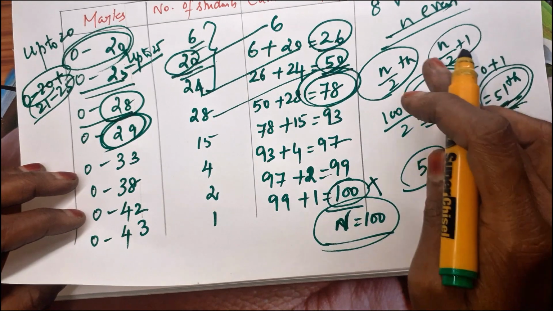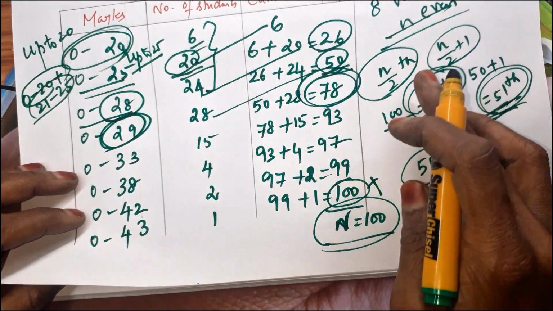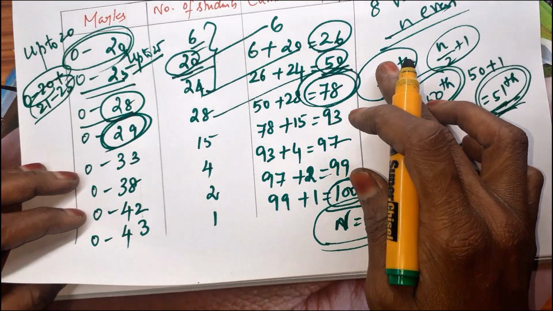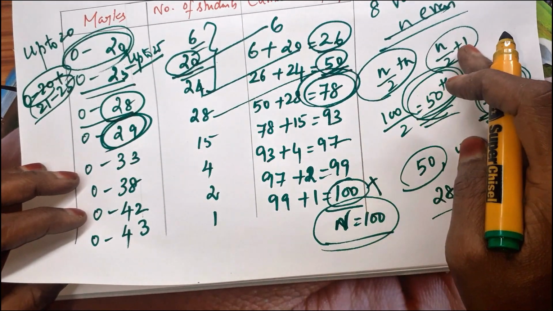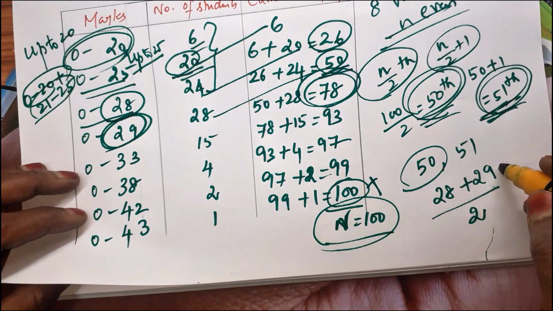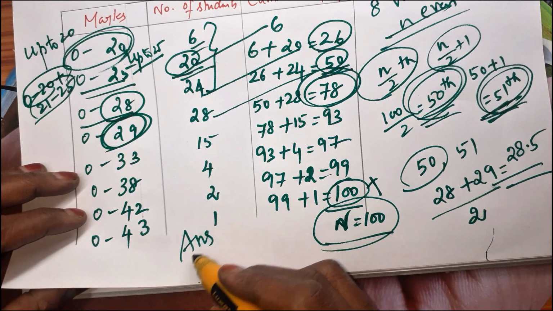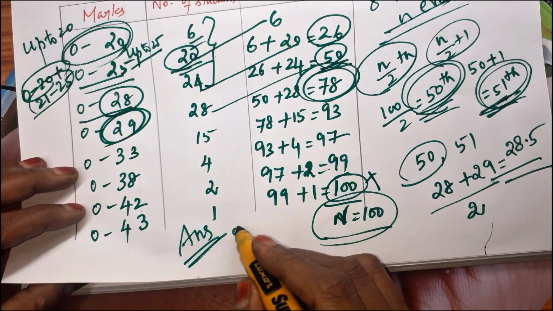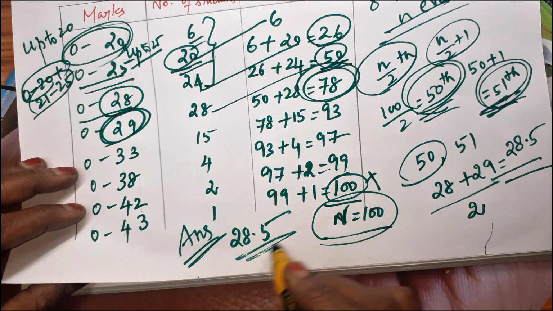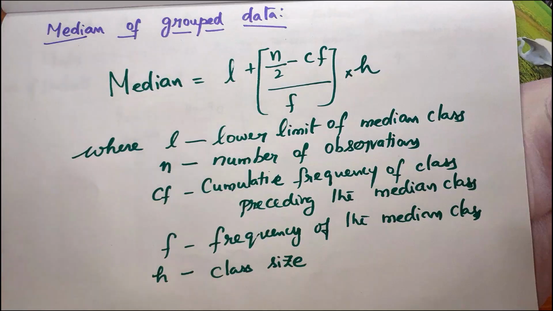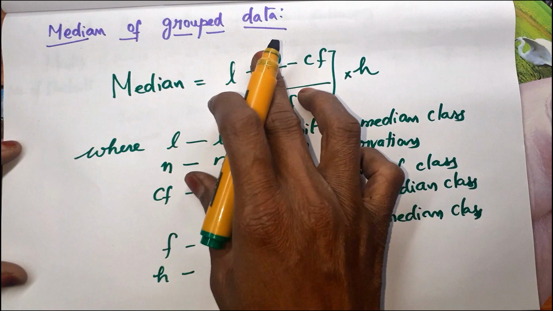Take the average of these two, because when n is even, the median is the average of the n by 2th and n by 2 plus 1th observation. So the average of these two is 28.5. So the median for this problem, the answer we are getting, is 28.5. Is it clear?